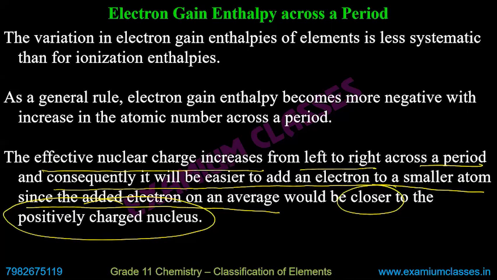Come again. So the electron gain enthalpy will increase if we move from left to right. Yes, it will increase. It will be negative, but it will increase. The energy released will be higher. So across the period, the electron gain enthalpy increases. Negative electron gain enthalpy increases.